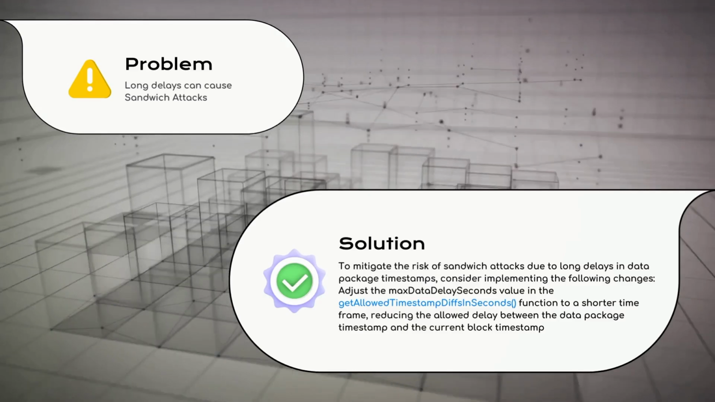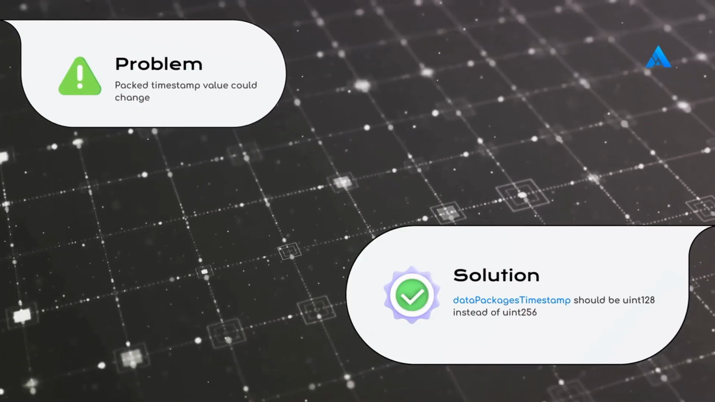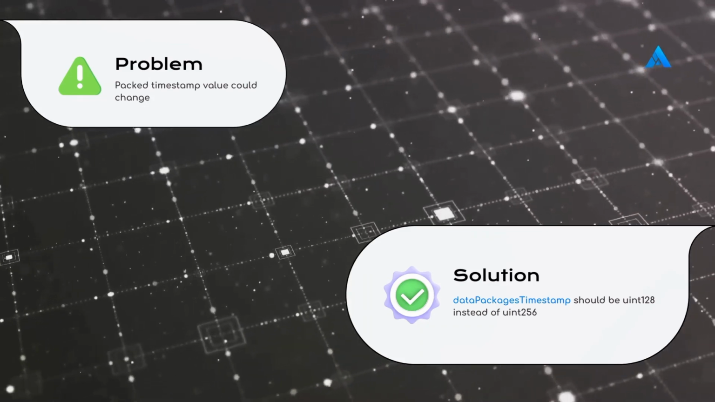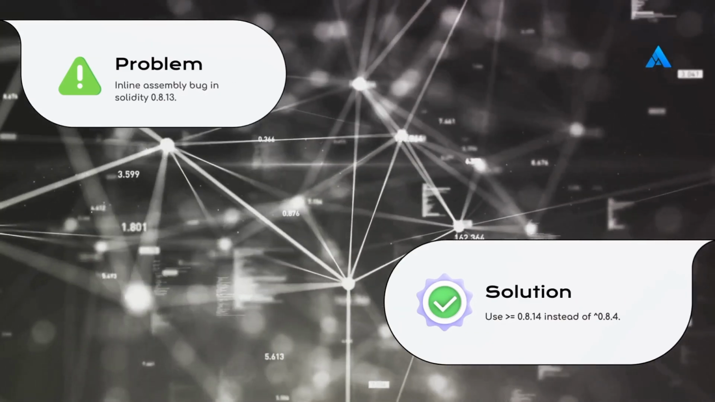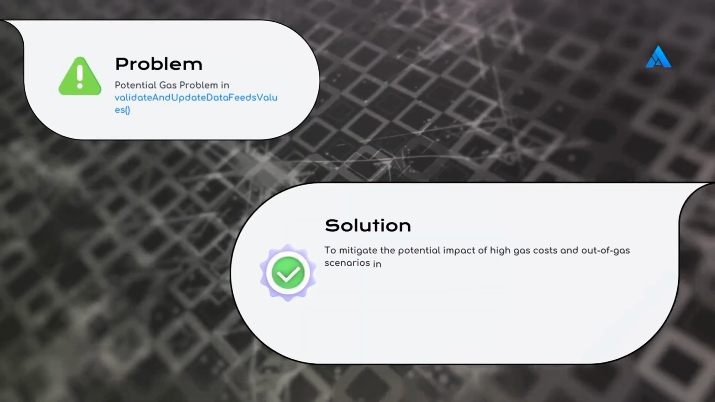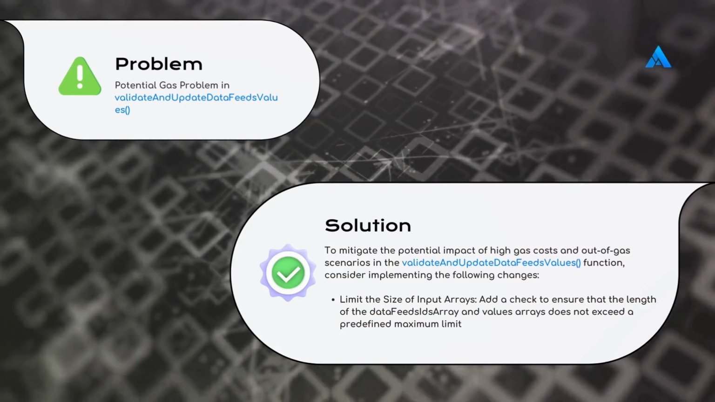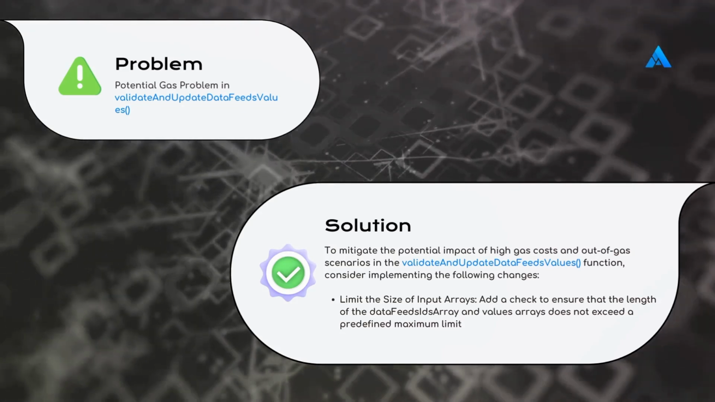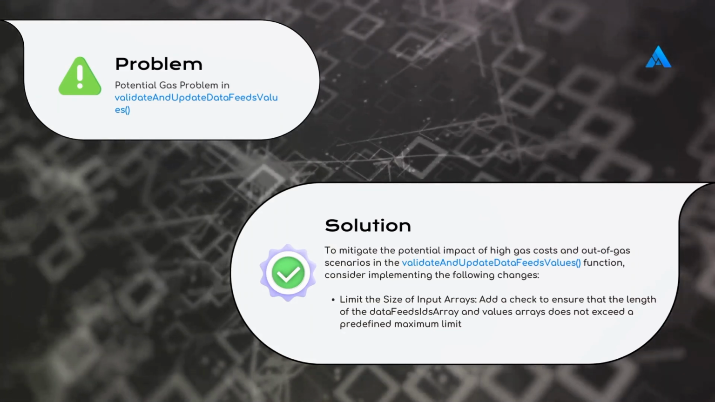Packed timestamp value could change. Data package's timestamp should be uint128 instead of uint256. Inline assembly bug in Solidity 0.8.13, use >=0.8.14 instead of 0.8. Potential gas problem in validateAndUpdateDataFeedsValues. To mitigate the potential impact of high gas costs and out-of-gas scenarios in the validateAndUpdateDataFeedsValues function, consider implementing the following changes.